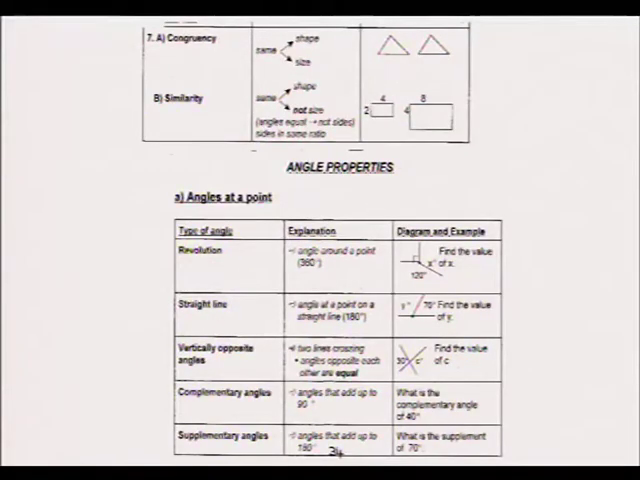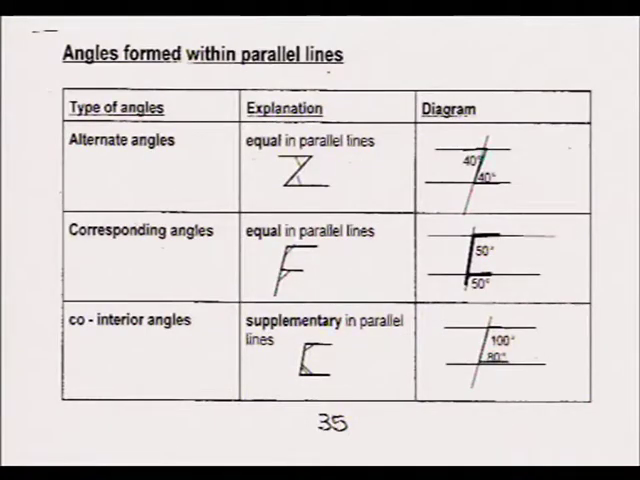Congruency, they have the same shape and the same size. Similarity, then they have the same shape but not the same size. Alright, as you can see there. The angle properties. I'm sure you still remember this from junior school: revolution, straight lines, vertically opposite angles, complementary angles, when they add up to 90 degrees, and supplementary angles, they add up to 180 degrees. There we see the alternate angles, corresponding, co-interior.